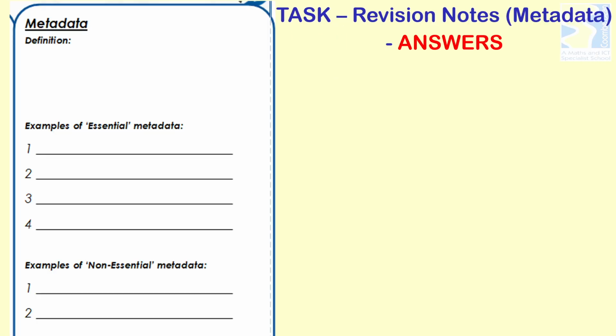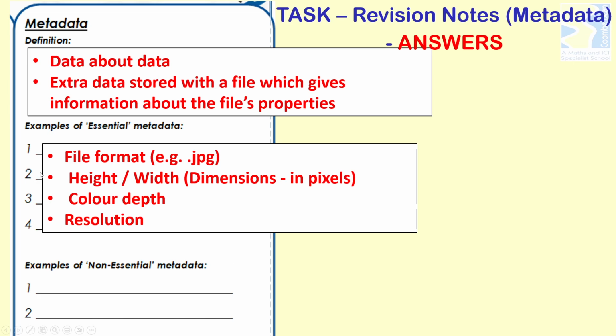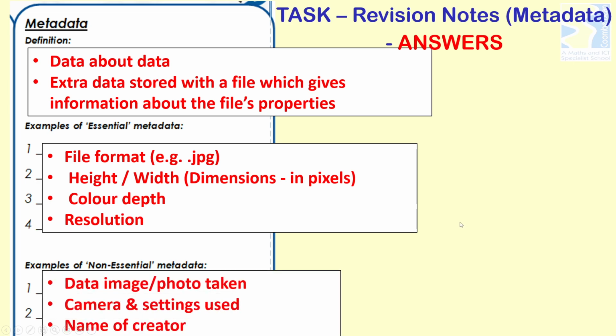Okay, ready to check. Here we go again. Data about data, the data that's stored with a file about the file's properties. And we've got essential ones: file format, height, width, color depth and resolution. Non-essential ones such as the date a photo was taken, camera settings, name of creator, etc.